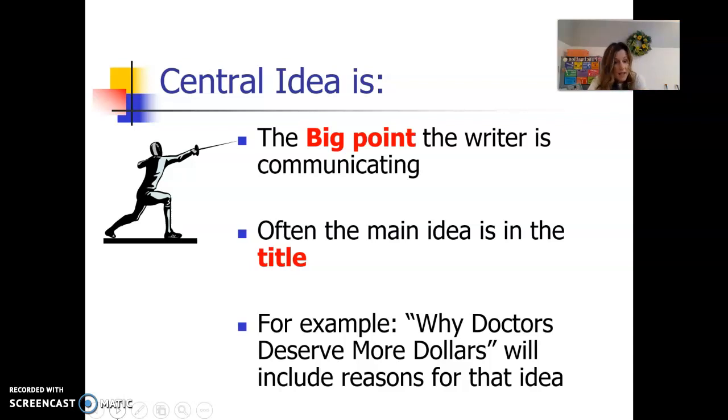So central idea is the big point the writer is communicating. It is the main idea, the big idea, okay? Often the main idea is in the title, or it's part of the title. For example, "Why Doctors Deserve More Dollars" will include reasons for that idea, okay? So why doctors deserve more money, basically.